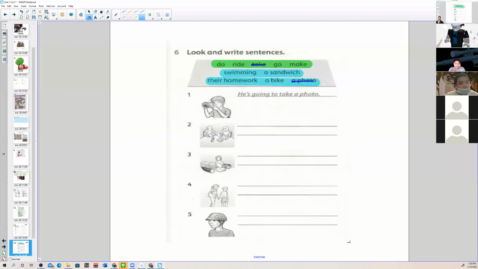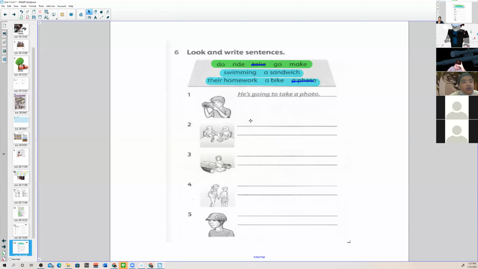What about the rest of you? Have you all finished? No response. So I'm going to go ahead. Okay. What is number 2? When you look at the picture, what is number 2?